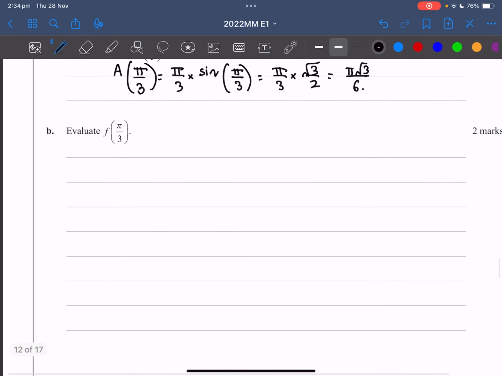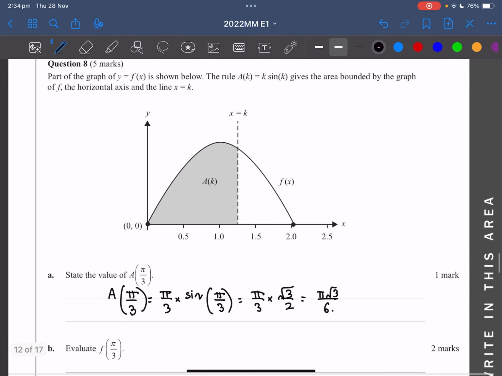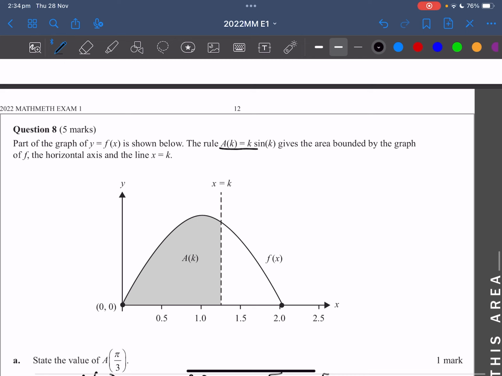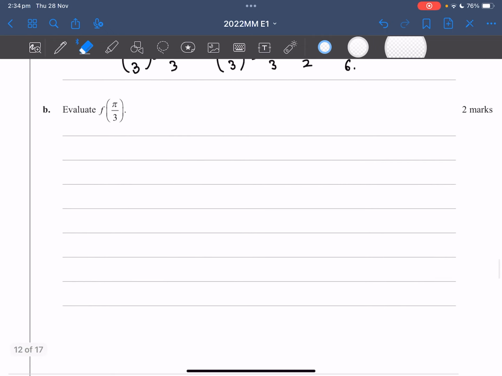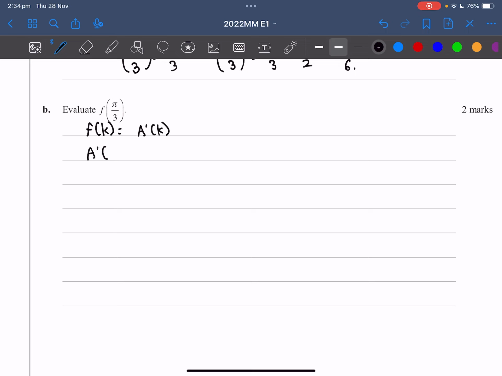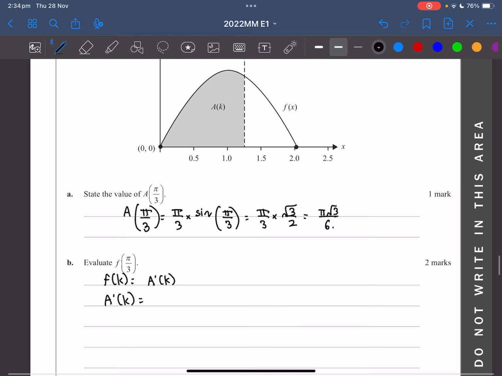Okay? So evaluate f of pi on 3. Now, we are given that this rule over here gives the area under the graph, basically. So what that means is if we integrate f of x, we will get the area function, right? Now I want to find f of x. So what do we do? We differentiate the area function to get f, right? So let's do that. f of k is equal to A dash of k, right? And let's calculate that.